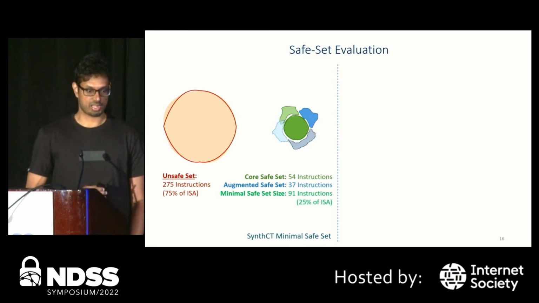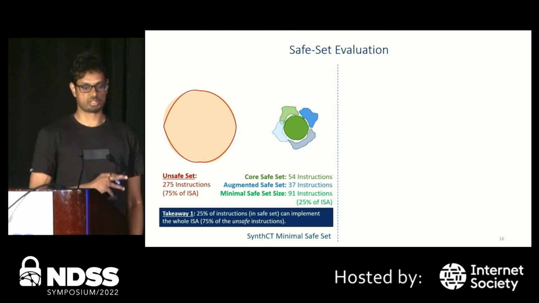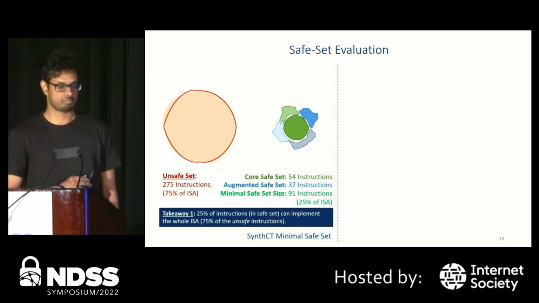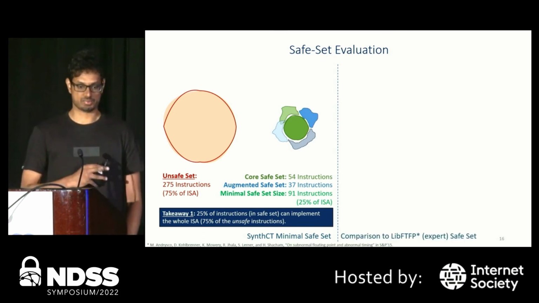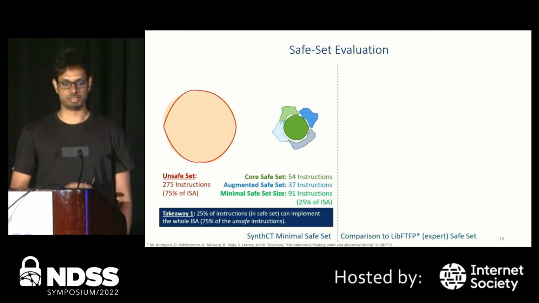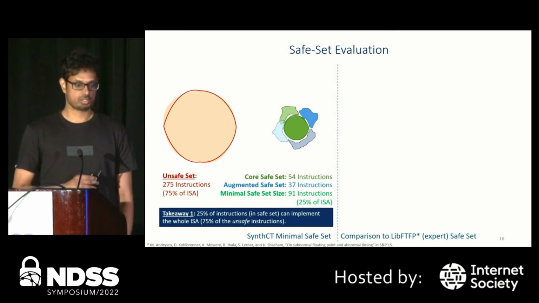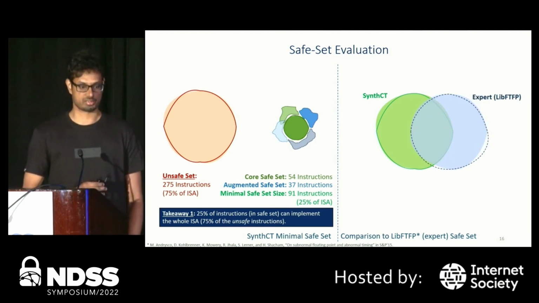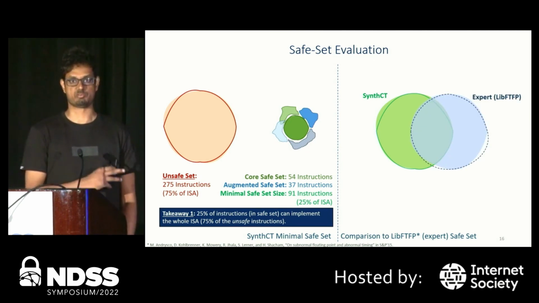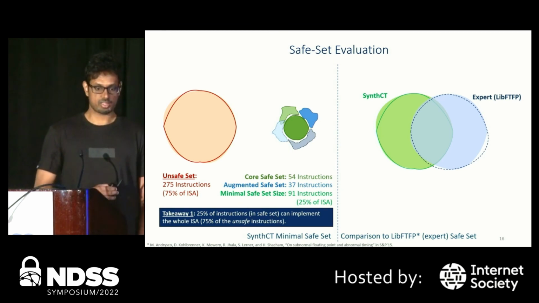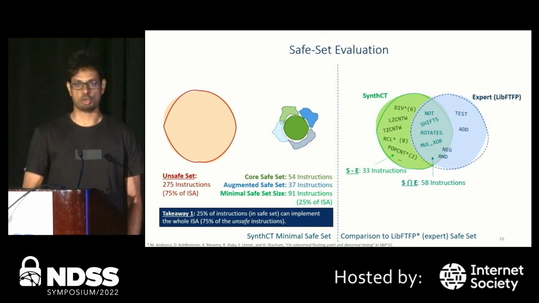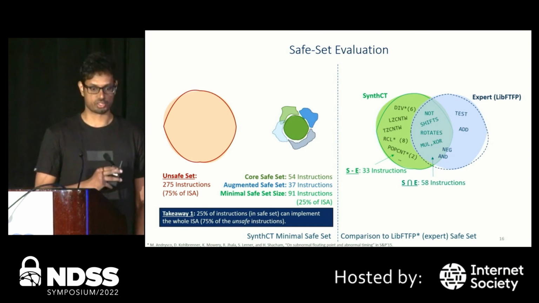The key takeaway I want to highlight here is that we can implement 75% of the instructions in the ISA using a small set of 25% of the safe instructions. Next, we compare the SynthCT safe set to the set of instructions experts believe are safe on today's microarchitectures. In this Venn diagram, I show you the SynthCT safe set in green, and in blue, I have the expert-written safe set, which is taken from libfptp, our prior work. We find that a majority of the instructions overlap with the expert-written safe set, and this is shown in the intersection. The instructions that are in the SynthCT safe set and not what experts believe today are safe are shown on the left side here.